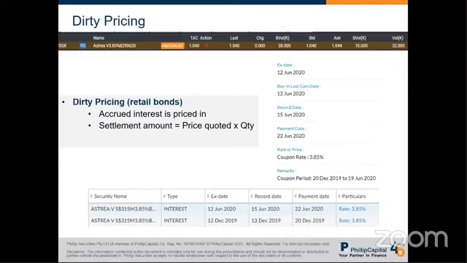For dirty pricing, it's traded similar to equities. The accrued interest is already priced into the bid and ask prices. The settlement amount will be the price quoted on the bid or ask side times the quantity that you purchase. Just like equities, if you purchase on the last day of CD, you'll be entitled to the half-year coupon. Likewise, if you sell on the last day of CD, you will not be entitled to the coupons.